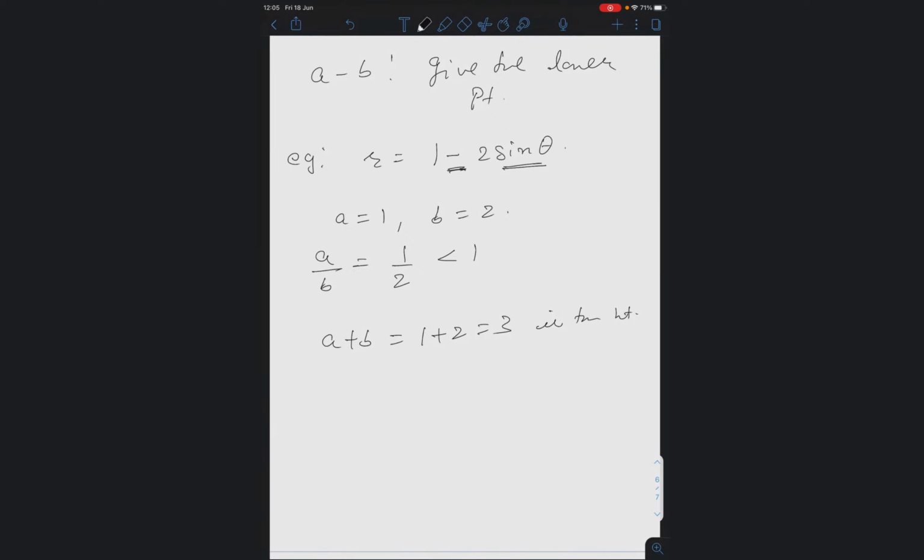Okay. Now since a is equal to 1, it stretches about 1 on the opposite axis. That is, on the x-axis, it stretches up to 1. Now again you have a minus b. a minus b is 1 minus 2, which is minus 1. So that is the inner point you will get.